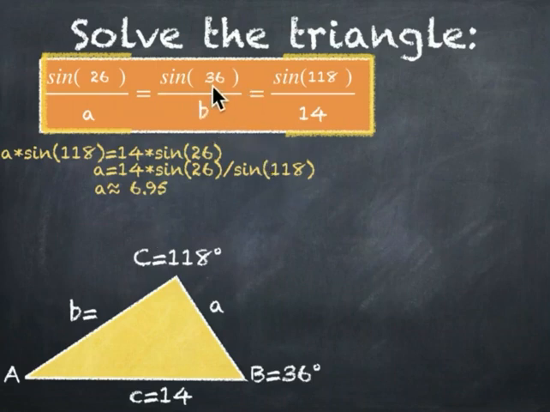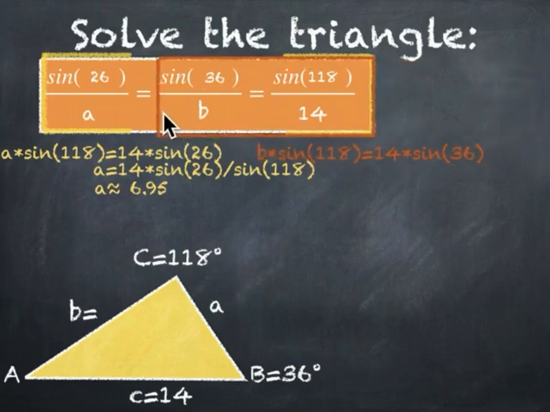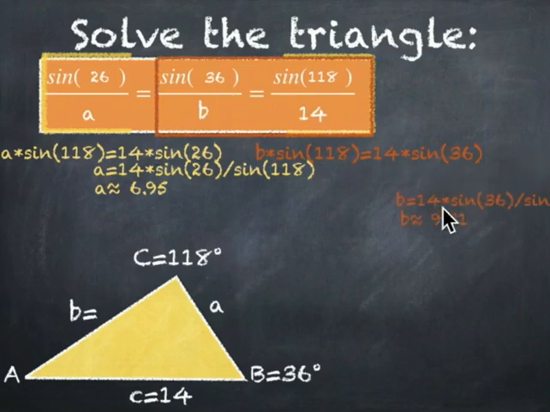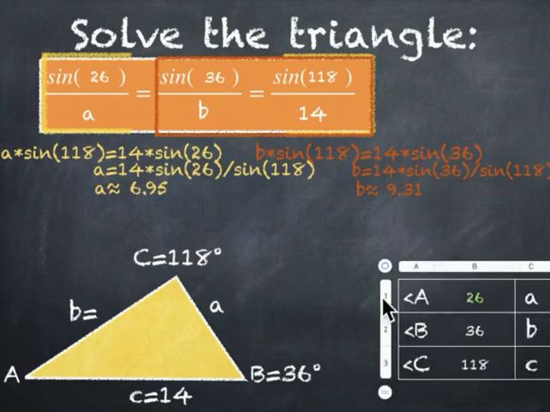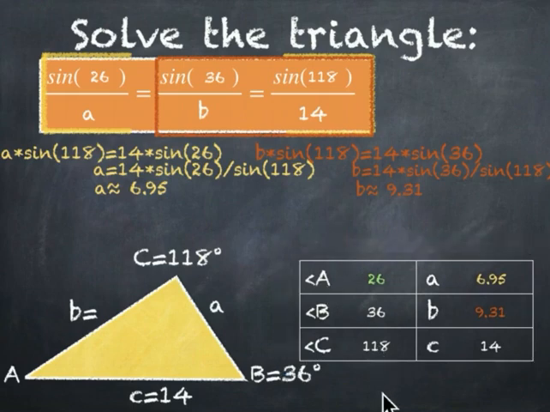Then if you look at the middle fraction and the last fraction, you can set up a proportion there that B times the sine of 118 is equal to 14 times the sine of 36. And then a little bit of arithmetic gives you that side B is 9.31. So putting all that together, we've got our final answer here, all the different sides and angles. And again, quick check, the smallest angle is opposite the smallest side. The middle angle and middle side are opposite, and the biggest angle is opposite the biggest side.